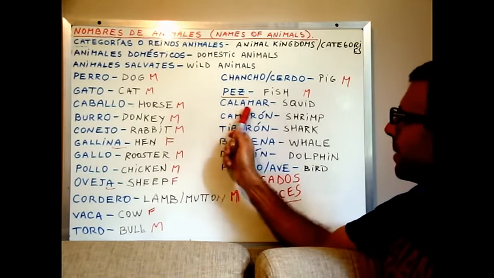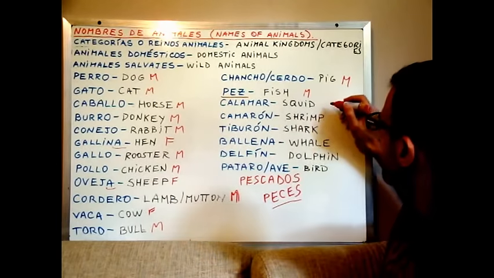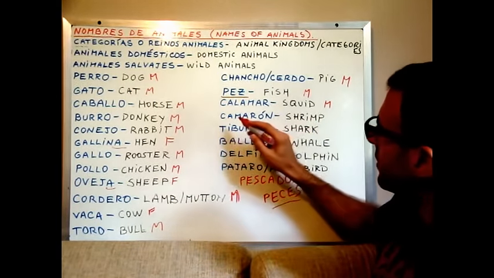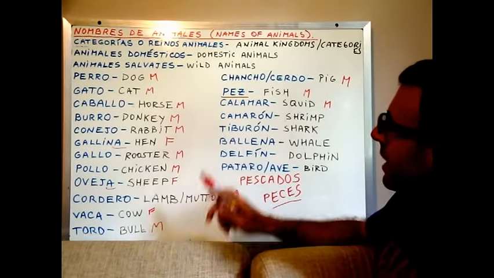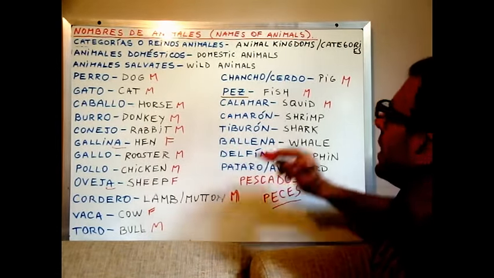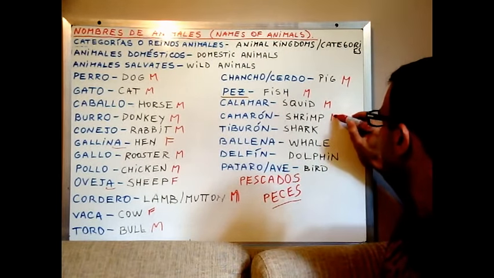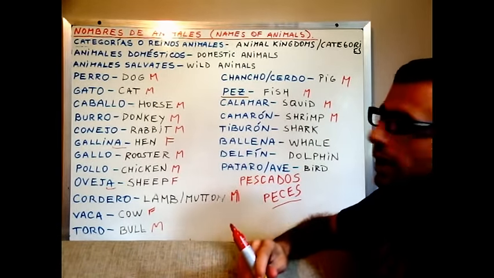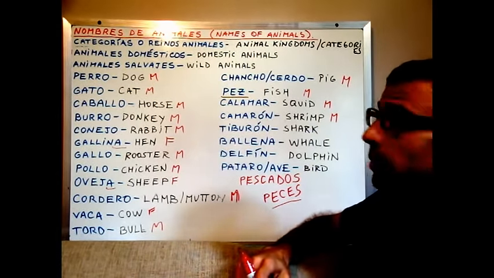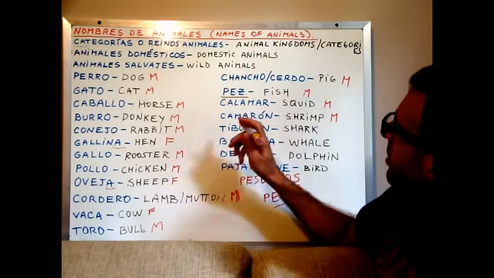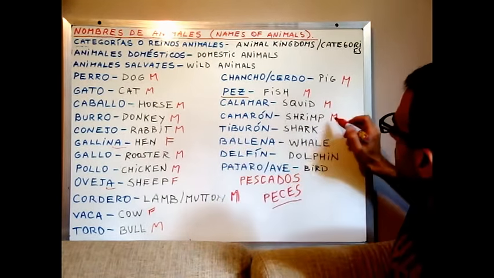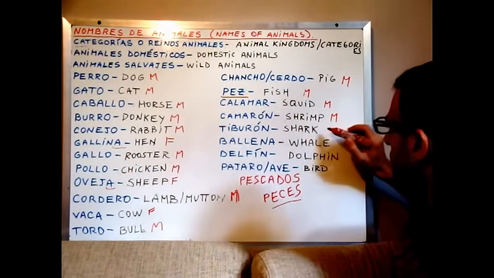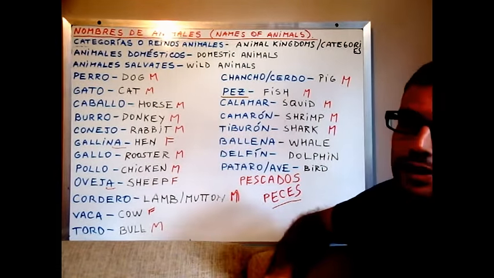Squid is calamar. Calamar. It's a masculine, so it's el calamar. The shrimp is slightly similar. It's camarón. And it is also a masculine. All the words that end in on are, no, not all, sorry. But most of them, like camarón, is a masculine. Tiburón, a shark, is also masculine. El tiburón.